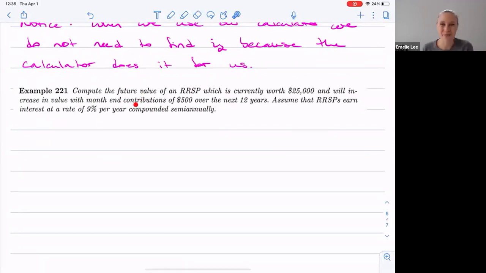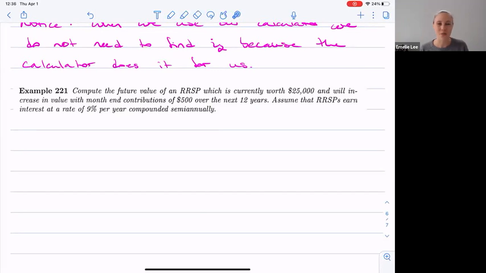Here it flat out says, compute the future value of an RRSP, which is currently worth $25,000 and will increase in value with month-end contributions of $500 over the next 12 years. So starting today, we have $25,000 in there, but then at the end of each month, we're going to be adding $500 for 12 years. And here we've got this huge RRSP interest rate of 9% per year compounded semi-annually.